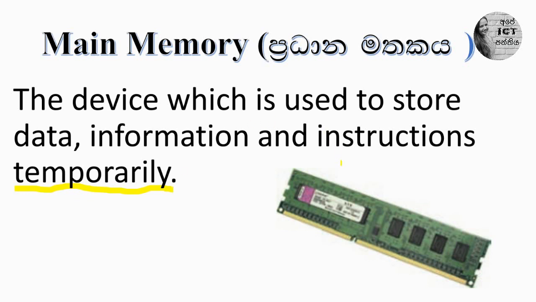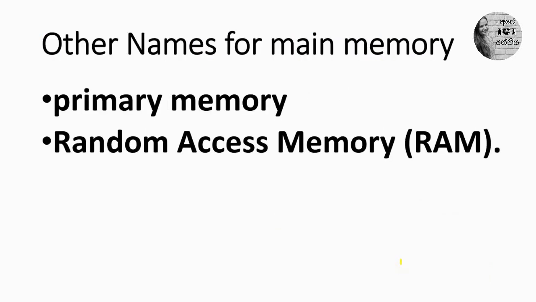You can see a picture of a main memory. It's like half of your ruler. And this is also called RAM, random access memory. Other names for main memory: primary memory and random access memory. We call it RAM.